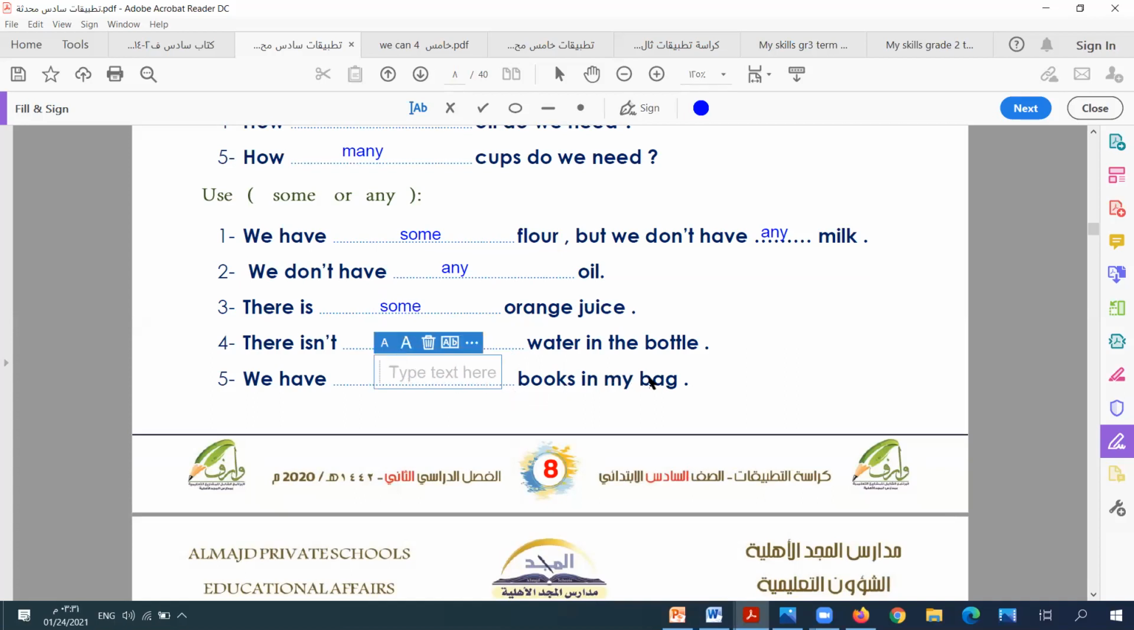And number five, we have books in my bag. We have some. It is affirmative. We have some books in my bag.